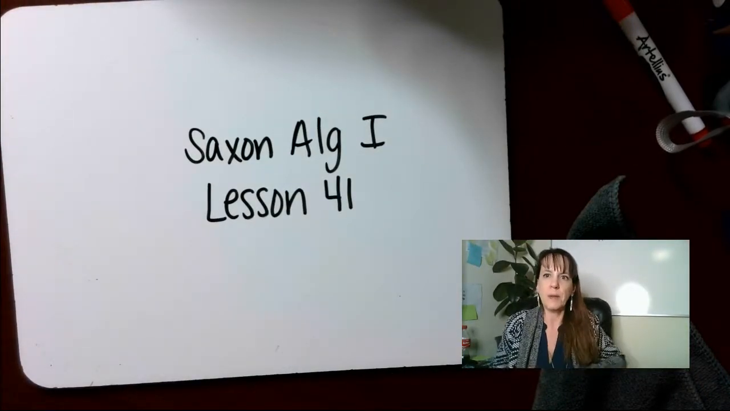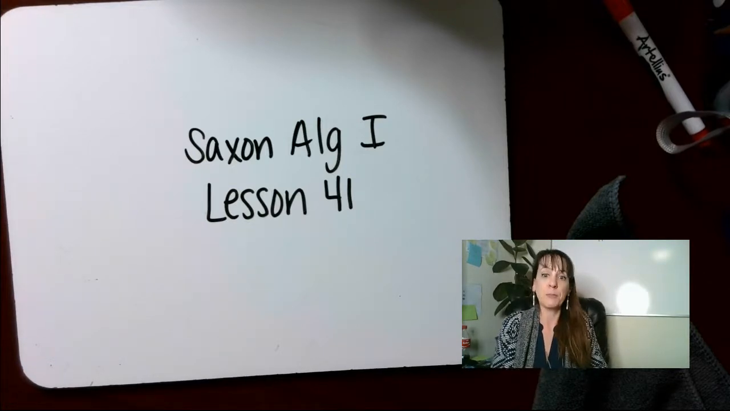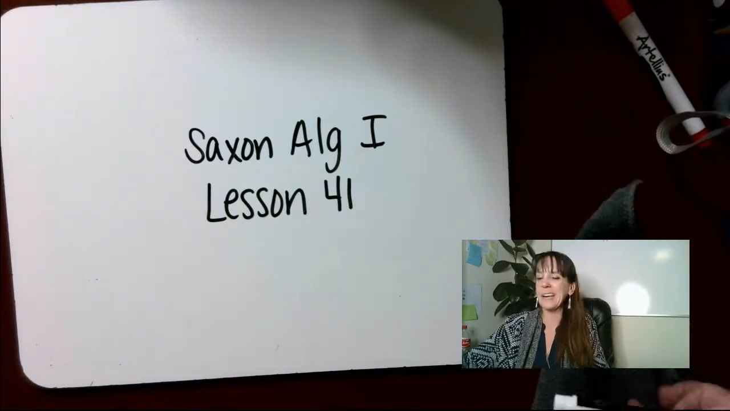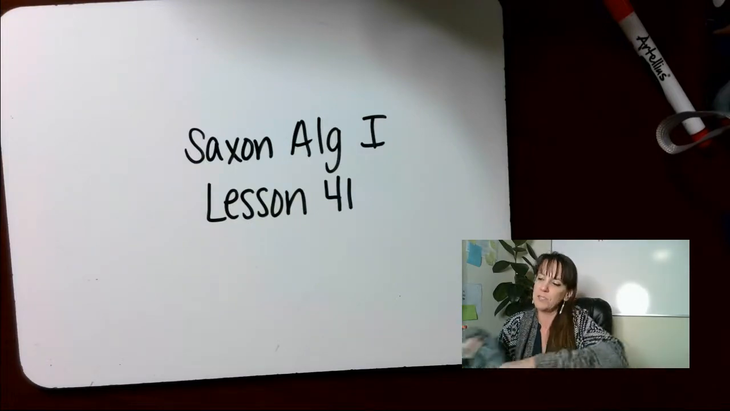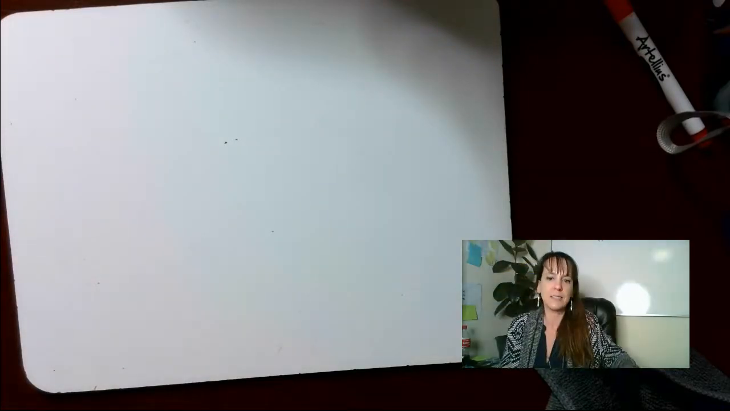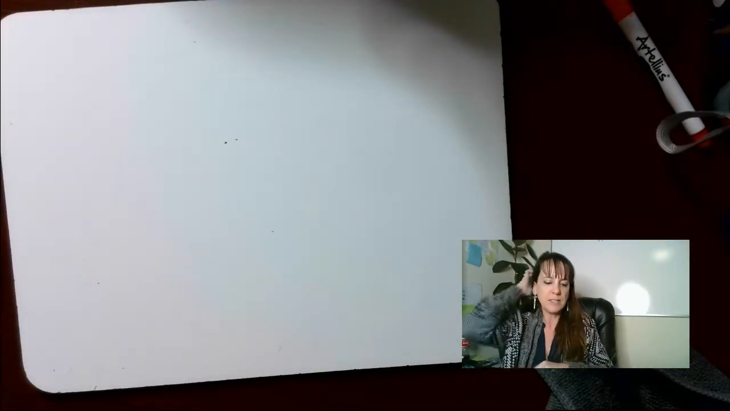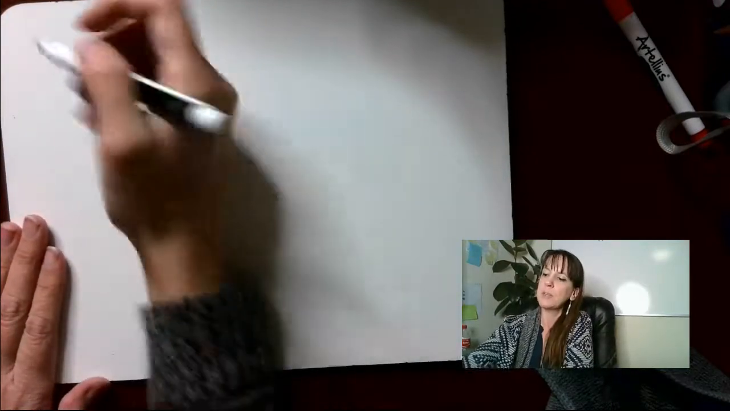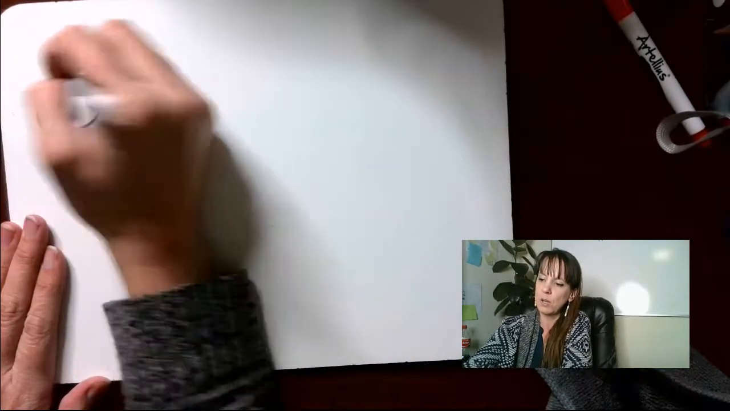Algebra 1, let's talk about it. Last lesson, lesson 40, was a bit of a doozy, and it's only going to get more fun from here, so I'm excited. Today we're talking about lesson 41. If you're following along at home, it is the third edition of the Algebra 1 Saxon book, page 165. For those of you in my class, make sure you are taking notes as you go along with this.